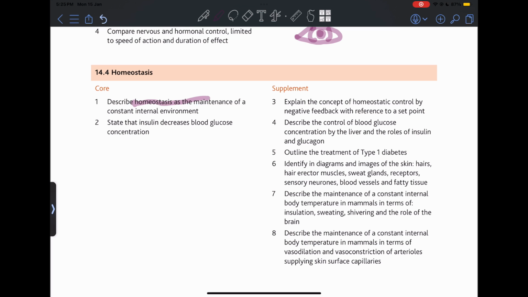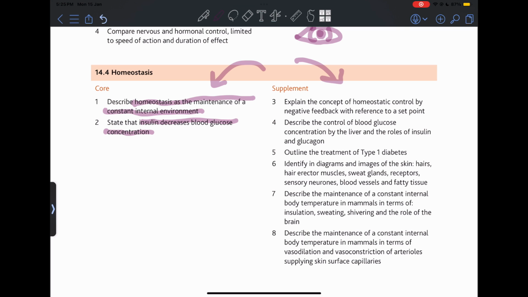Moving on to the extended part, explain the concept of homeostatic control by negative feedback with reference to a set point. So, for example, the body will keep itself warm, so it has to be at a specific temperature, or else there will be consequences. Describe the control of blood glucose concentration by the liver and the roles of insulin and glucagon. So, you have to know that insulin decreases the blood glucose concentration, and glucagon actually increases the blood glucose concentration.